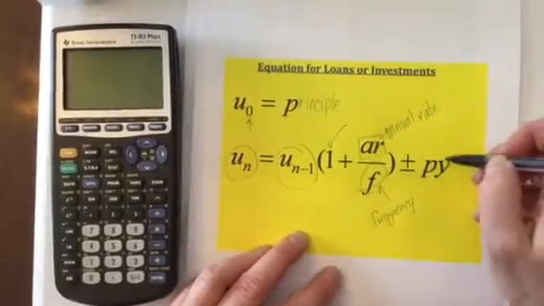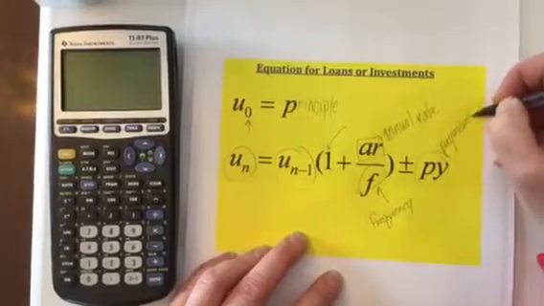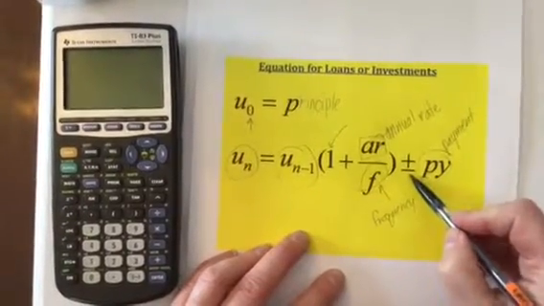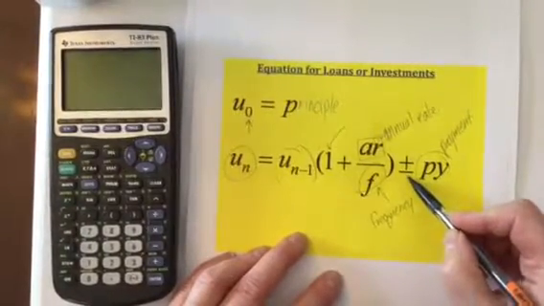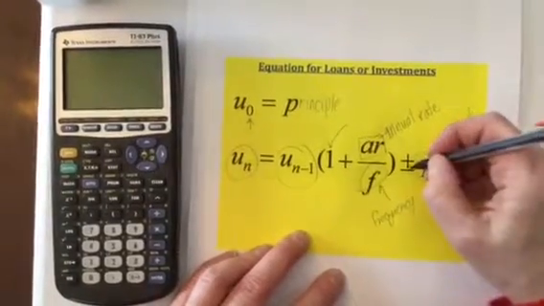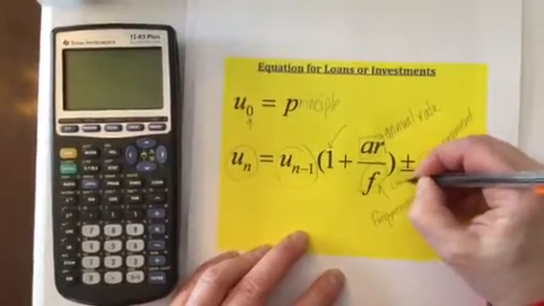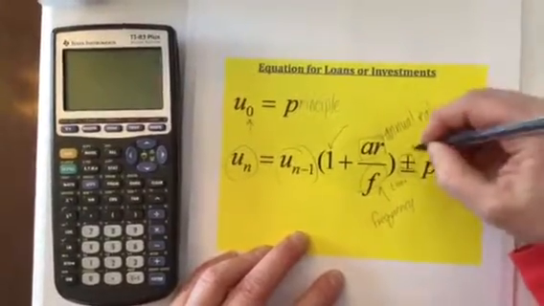And you're either going to add or subtract your payment. Now, if it's a loan, you're going to subtract a payment from that total. If it's an investment, you're going to add a payment to the total. So you can circle the subtract here and write loan, and circle the add and write investment.